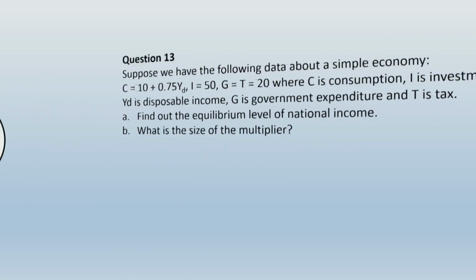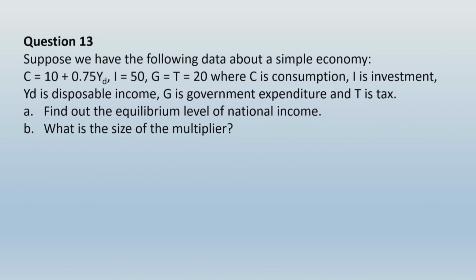Let me take you ahead, and now we take up a calculative example based on that. That is question number 13. Let us read this question. Suppose we have the following data about a simple economy where C equals 10 plus 0.75 into YD, I equals 50, G equals T which is equal to 20, where C is consumption, I is investment, YD is disposable income, G is government expenditure and T is tax.